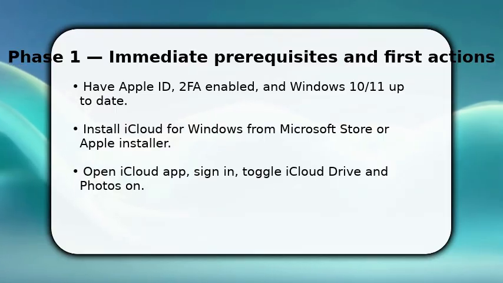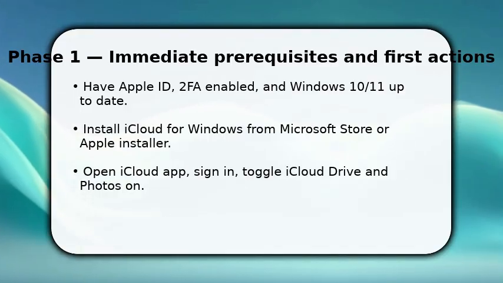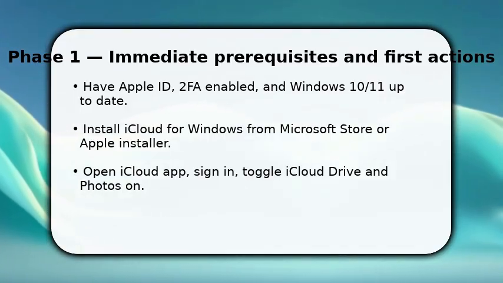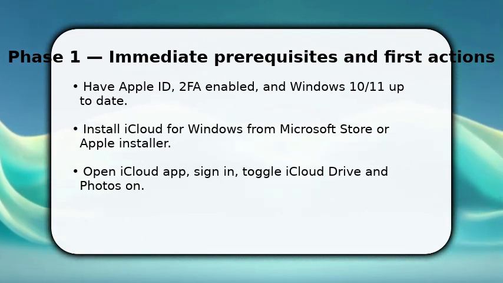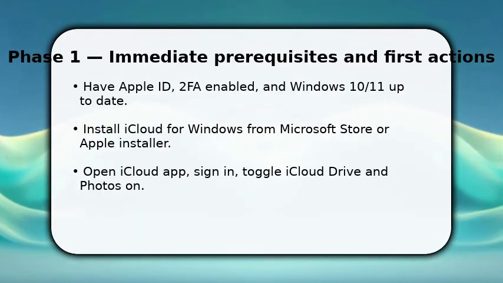You'll see toggles for iCloud Drive, Photos, and Mail. Turn on iCloud Drive and Photos now. This creates the iCloud Drive folder in File Explorer and starts syncing files and images across devices.